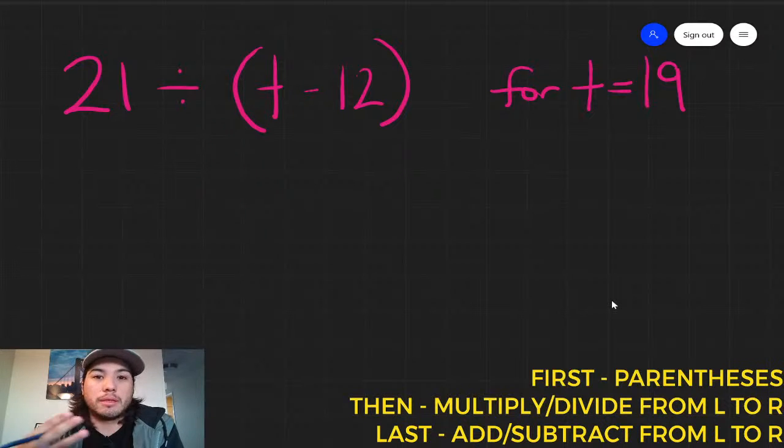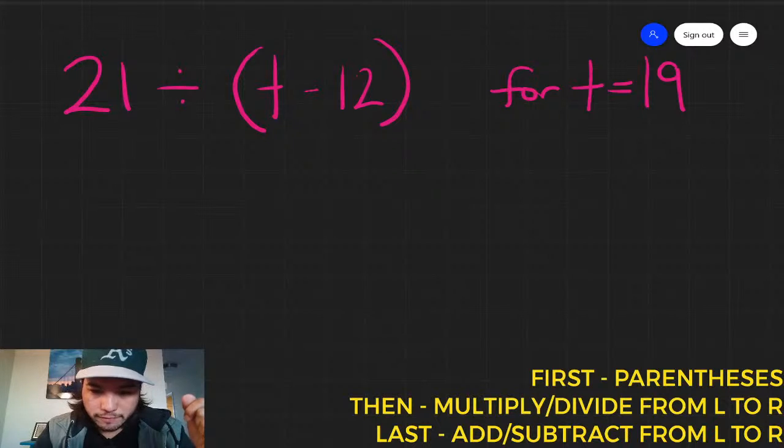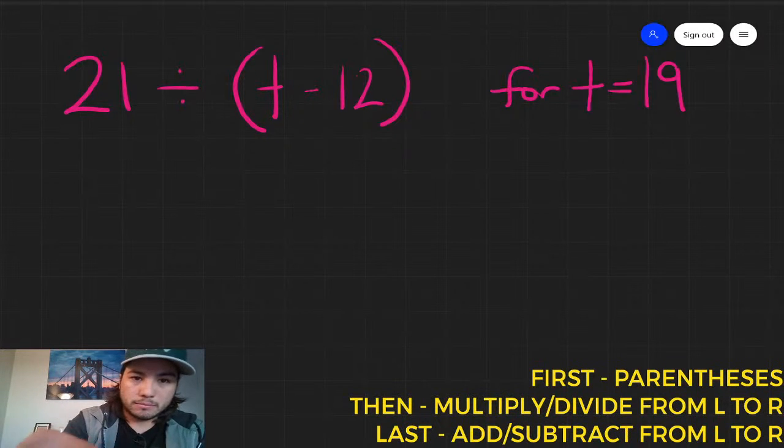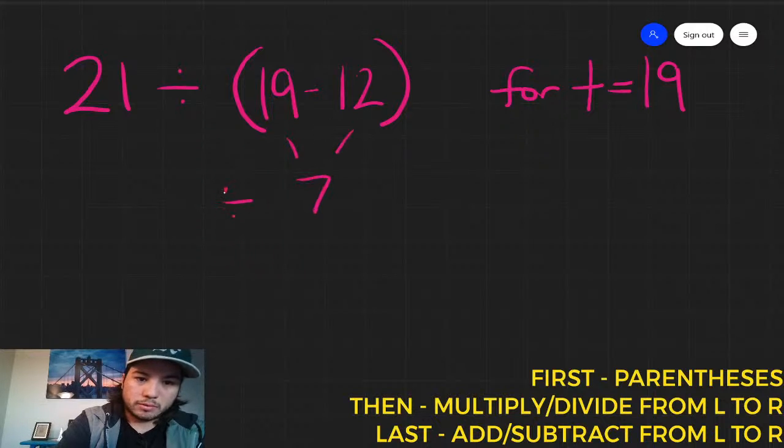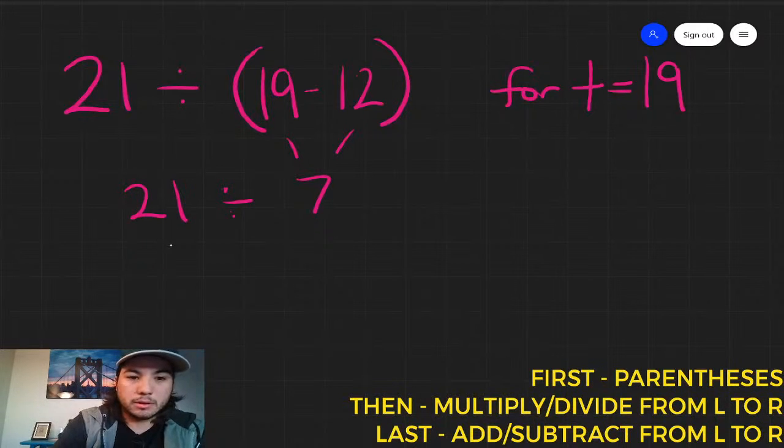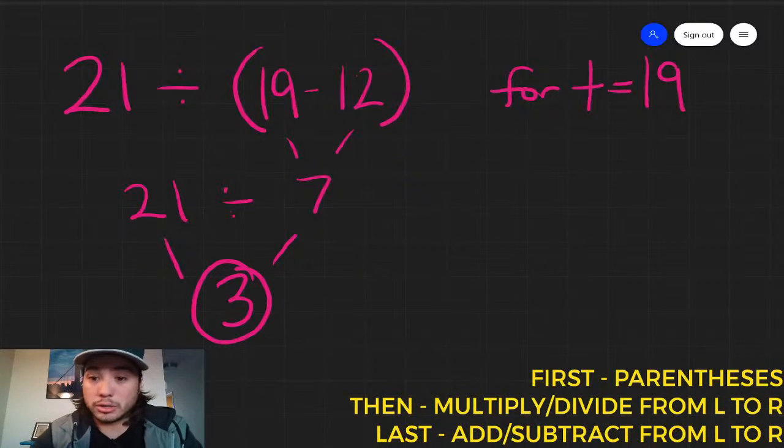So I'm not asking you to have a full and clear grasp of the why for this lesson. It's more of being able to grasp the how of substitute the number for the variable and then solve it. Okay, so for t equals 19, minus 12, 7. 21 divided by 7. Oops, not 27, 21 divided by 7. Or 7 times what is 21? 3.